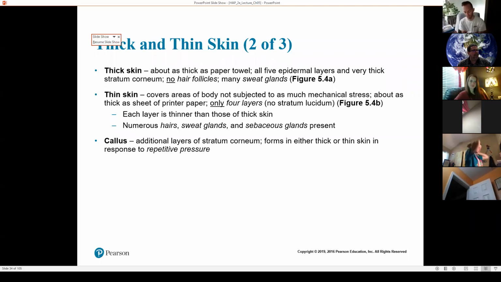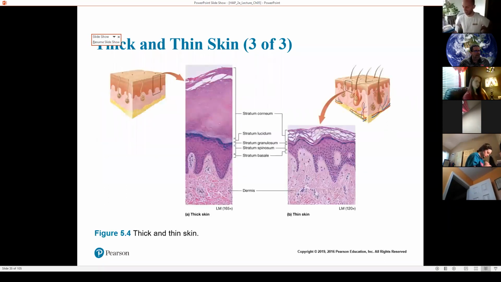Look at that. Thick skin can be as thick as a paper towel. So your palms and bottom of your feet are paper towel thick, and thin skin can be about the thickness of printer paper, so much thinner. Okay, and calluses are additional layers of stratum corneum due to repetitive touching of that part. So wherever you rub your skin, you will get more growth, and that can be painful calluses on your feet. There we go. Here's a slide. There's thick skin on the left. That would probably be the palms of the hands or feet, and thin skin on the right, maybe in the arm or something like that.